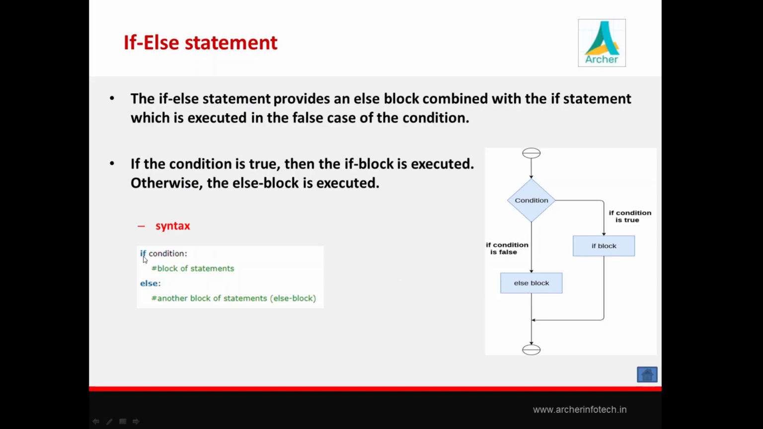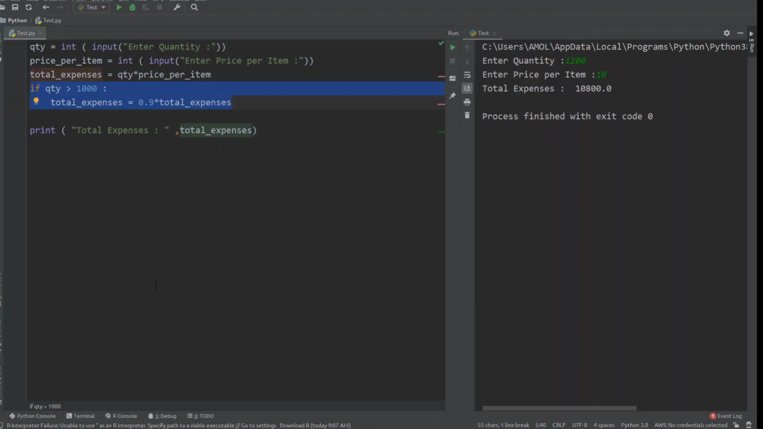This is the syntax: if is a keyword, then condition, then colon, then a block of statements, then else is a keyword, then colon, then another block of statements. This block will get executed if the condition is true. This block will get executed if the condition is false. So the only thing you have to add is an else block.